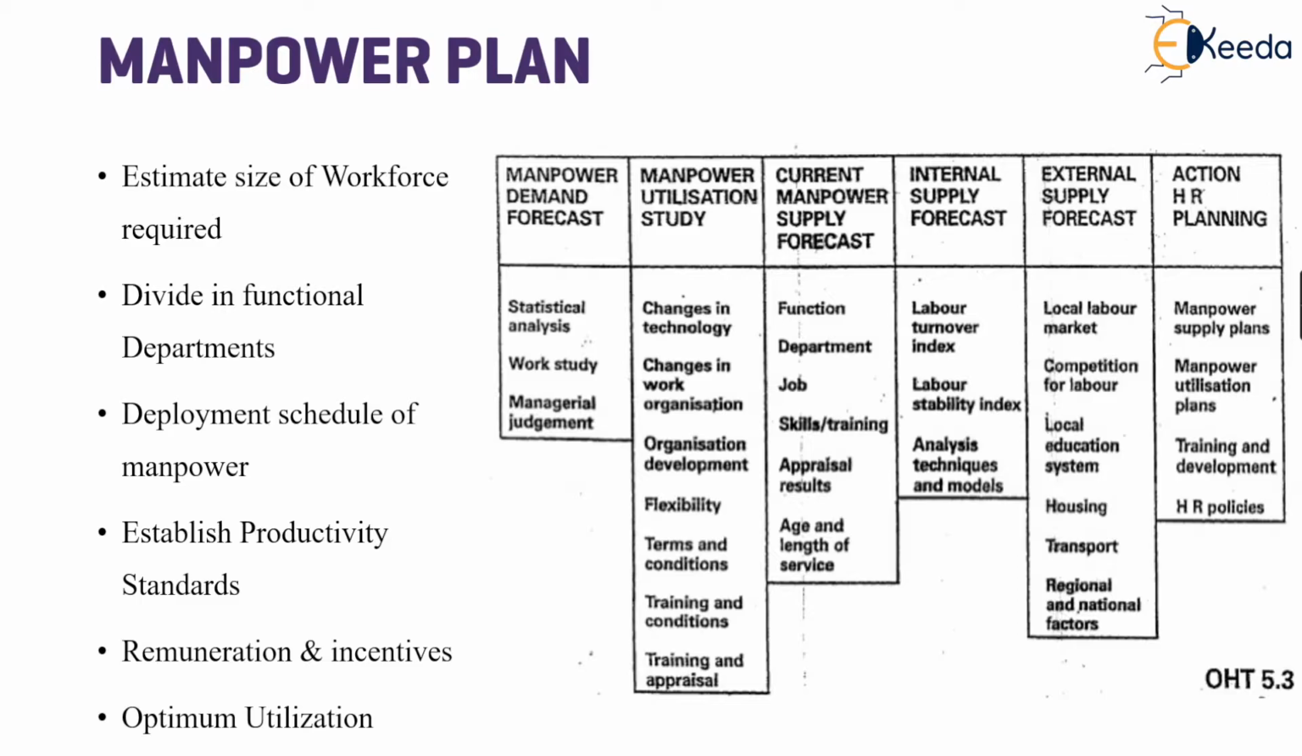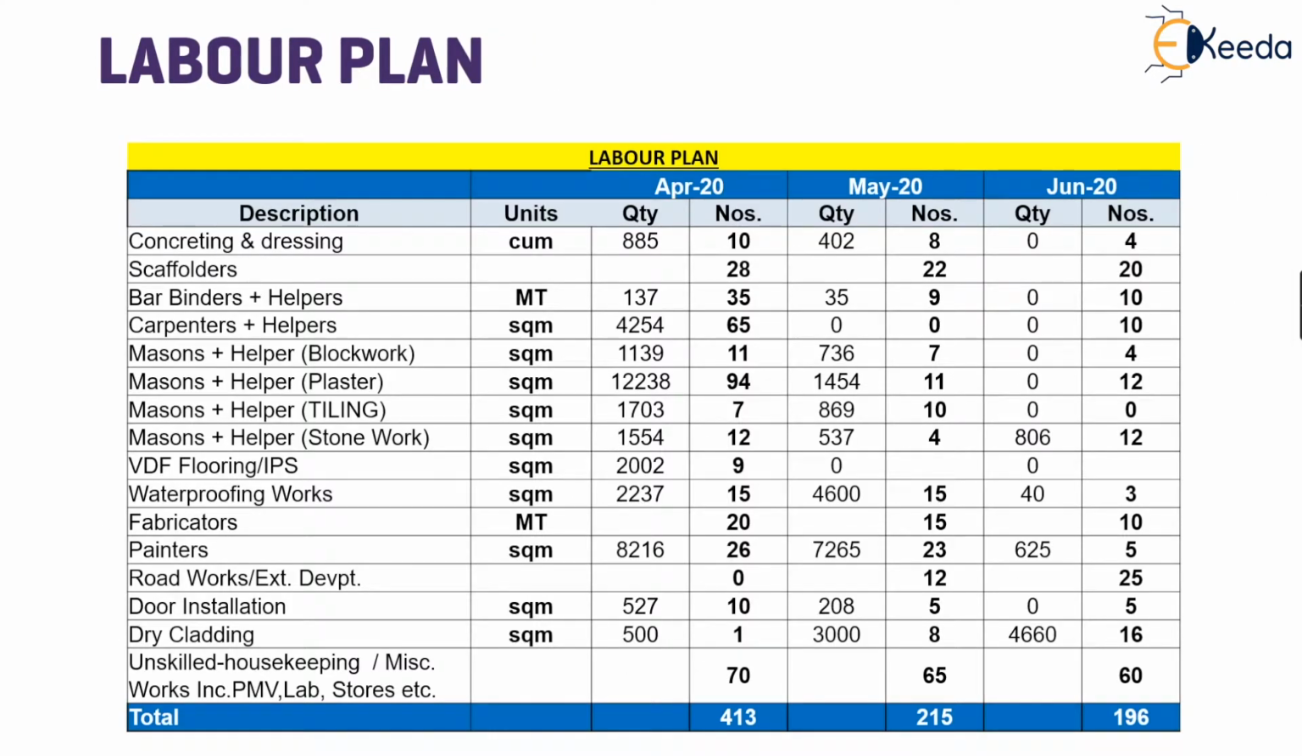At the level of a construction project, a labor plan in this form can be prepared for month on month basis tracking. The different disciplines are noted like concreting, scaffolding, bar binding, carpenters, masons, waterproofing works, painters, etc. The units of work to be performed, and accordingly, with respect to the obtained productivity at site, the numbers are calculated for the month. This helps in augmenting the labor resources as and when required.